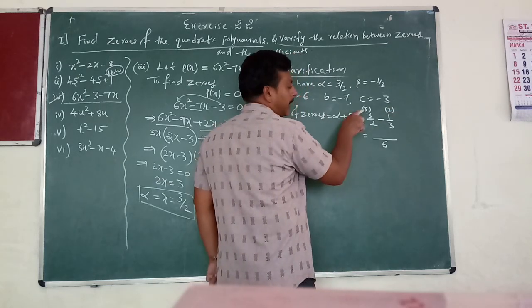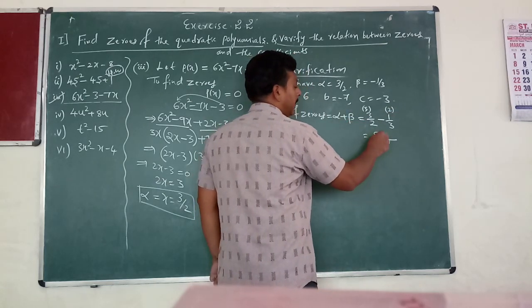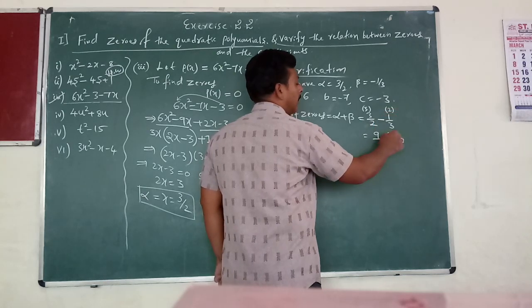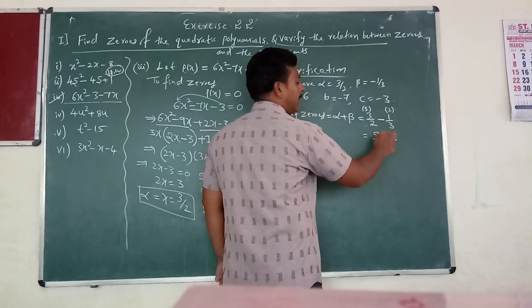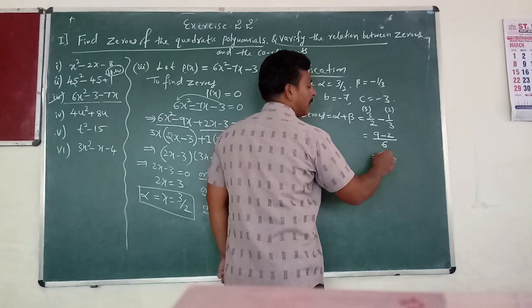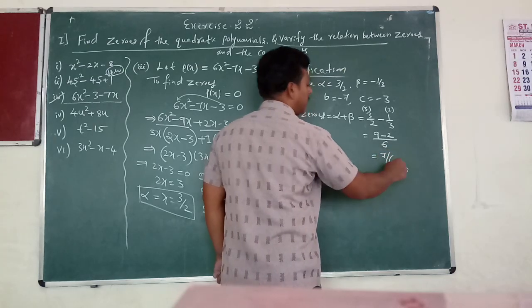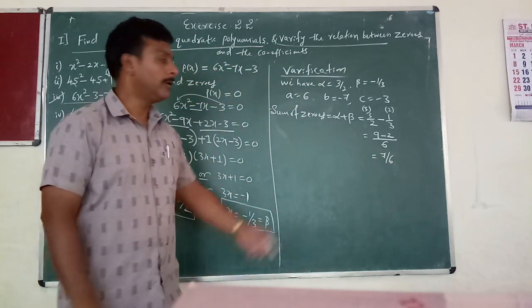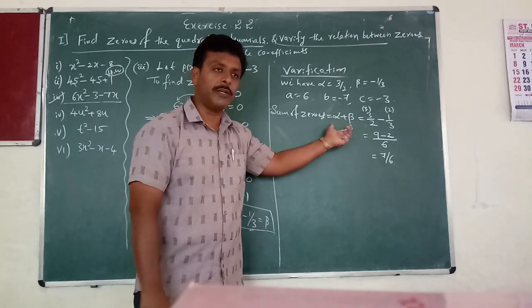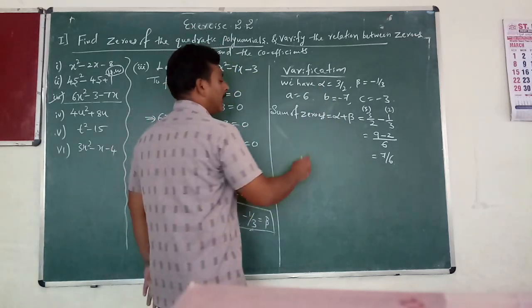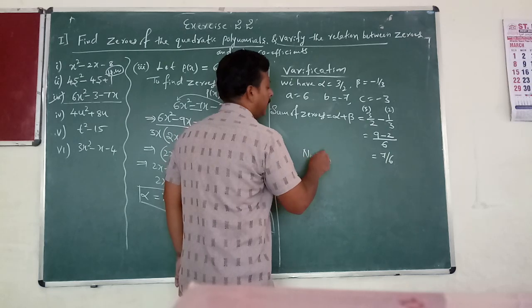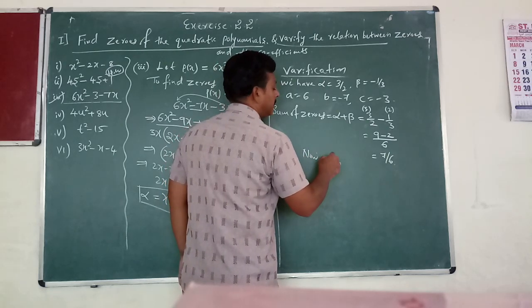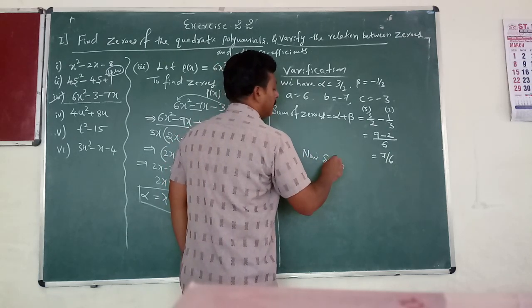What you have to do? Multiply 3 3's are 9 minus 2 1's are 2. 9 minus 2 is equal to 7 upon 6. So sum of the zero according to adding the direct zeros. Now formula लेंगे. Now I am taking the formula minus sum of zeros.